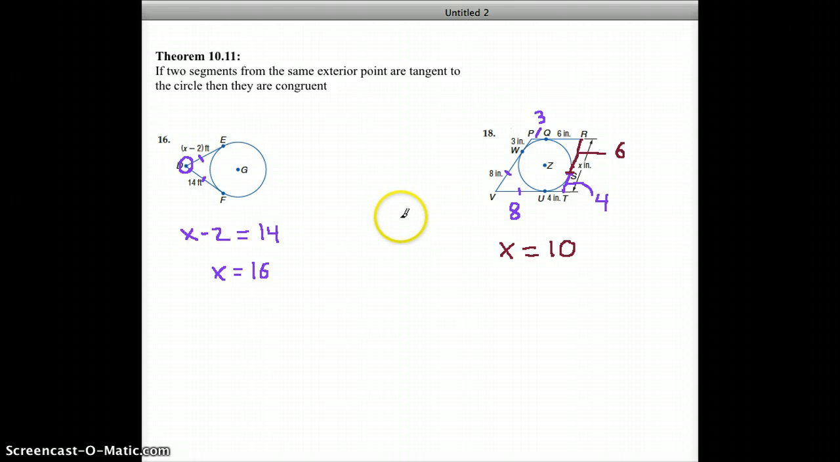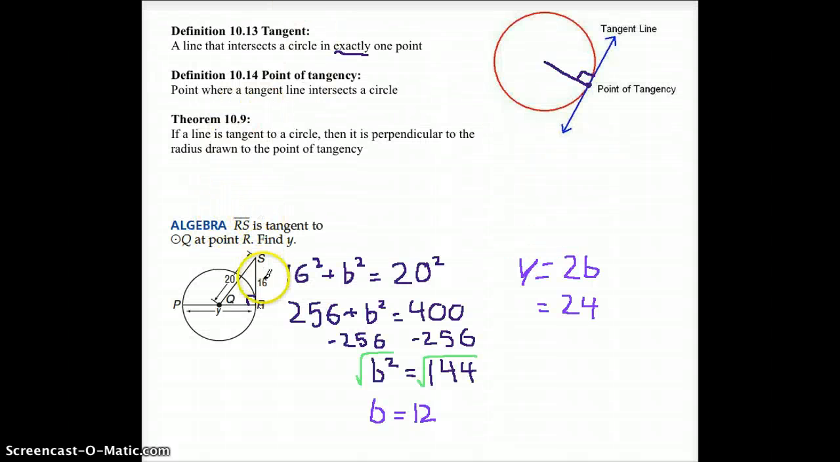And so those are the two theorems that we use with tangents. Theorem 10.11, which says that if two segments from the same exterior point are tangent to the circle, then they are congruent, and we use that in these two examples. And then on the other page, if you draw a radius to the point of tangency, then that will be perpendicular to the tangent line. So we can use that as well.